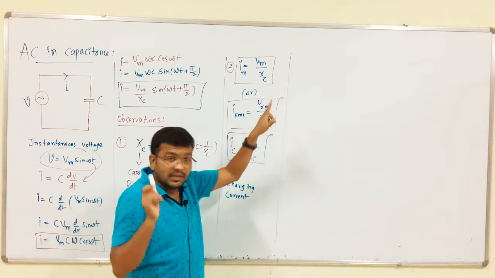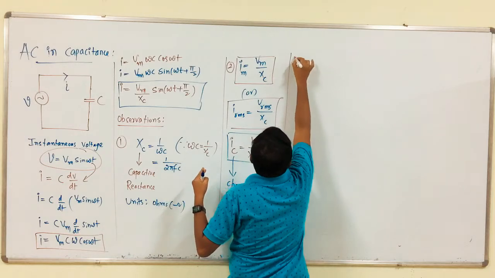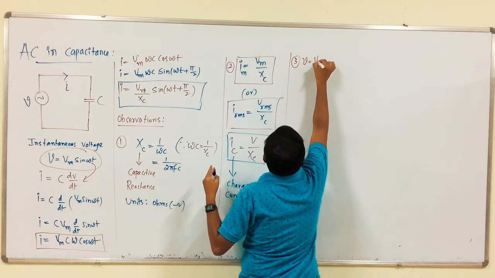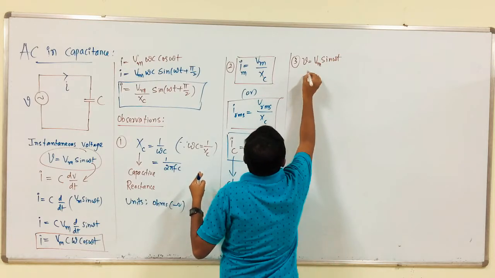Okay. Next, the third observation. See, what is the instantaneous value of voltage? V = Vm sin ωt. Like this for current, here current is what?